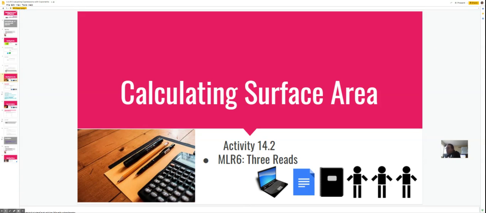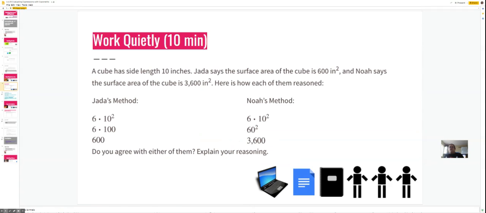Okay, moving on to 14.2, calculating surface area. On the left you have Jada's method, and on the right you have Noah's. If the cube has a side length of 10 inches, Jada says the surface area of the cube is 600 inches squared. Noah says the surface area of the cube is 3,600 inches squared. Here's how each of them reasons.